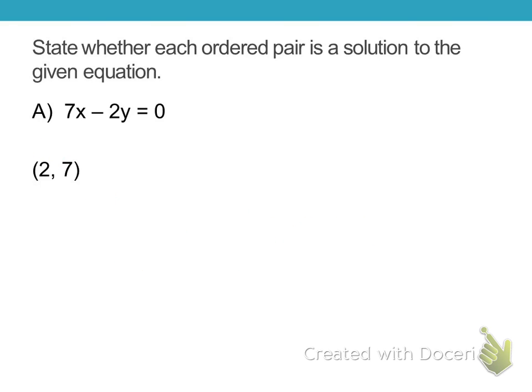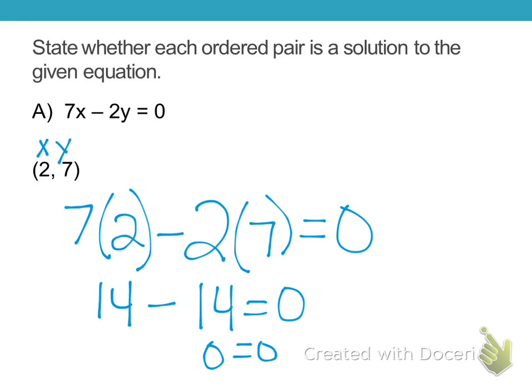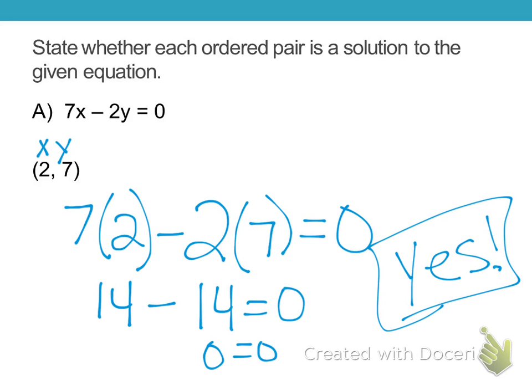Now, what is 7 times 2? 14. What is 2 times 7? Also 14. What is 14 minus 14? 0. So 0 equals 0. Is that a solution? Yes. So if the ordered pair makes the equation a true statement, it is a solution. These 2 numbers are not the only x's and y's that work. So they're not the only solution, but it is a solution that makes the equation true. Any questions?